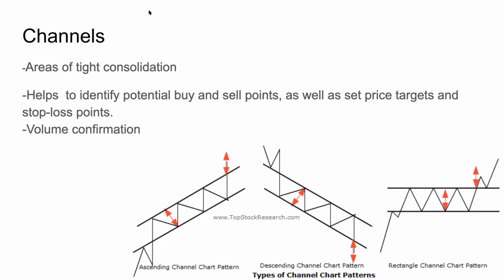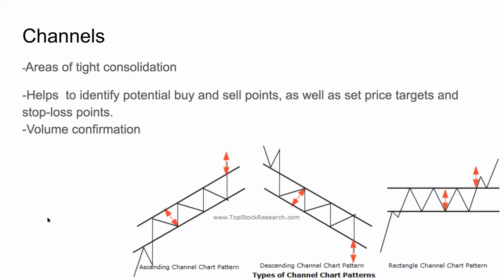So what are channels useful for? Yeah, the channels are in between the flags in the consolidation. So when we see channels on flags, that's what makes a bull flag a bull flag. We look for the channels. It helps to identify potential buy and sell points as well as set price targets and stop loss points. So channels are pretty easy to trade. Once we see up here, you can get a put position. Get down here, get in a buy position, until it breaks out, right?